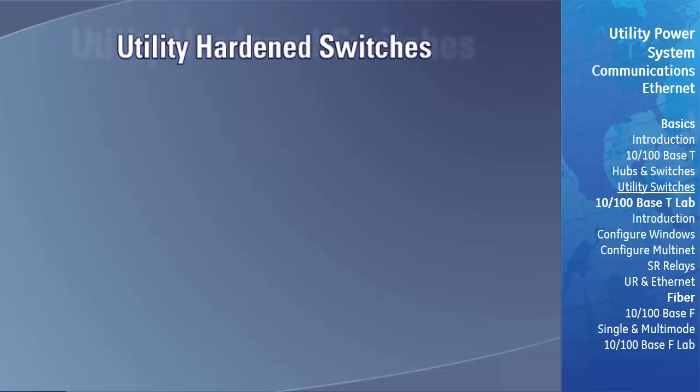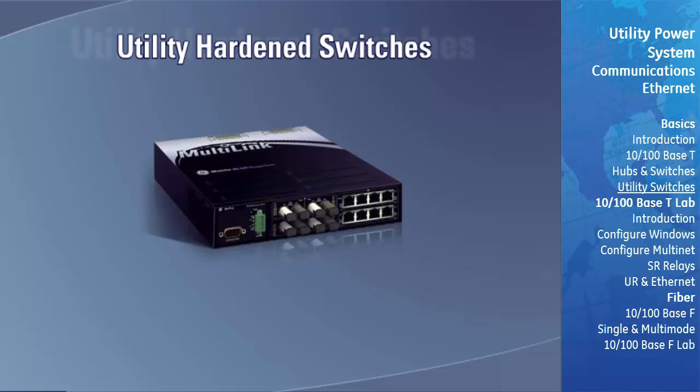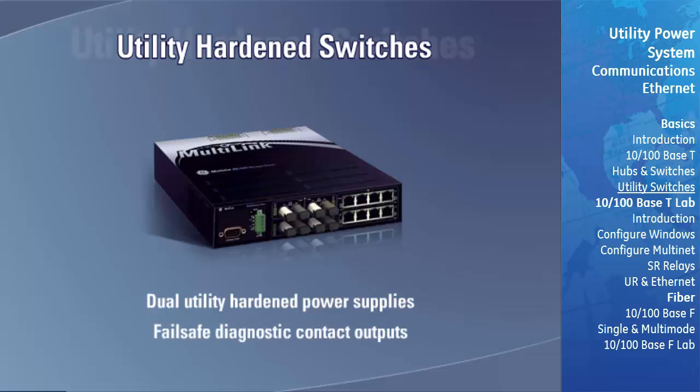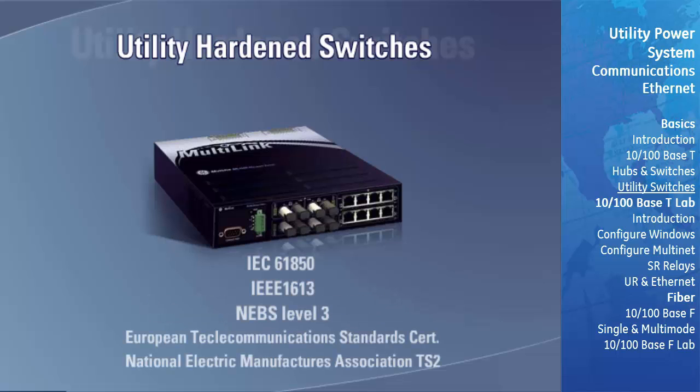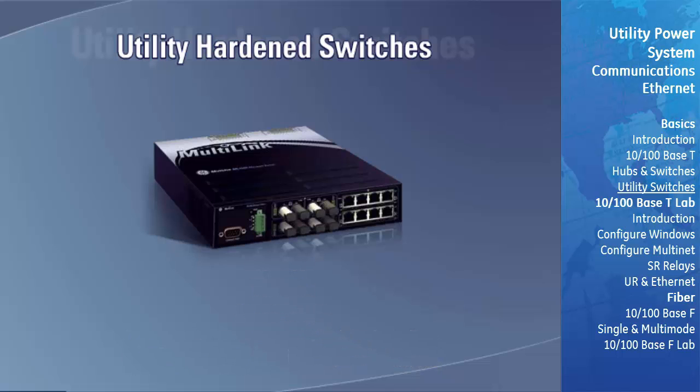We will now take a look at the features that differentiate utility-hardened switches from standard off-the-shelf commercial switches. A typical utility-hardened switch features dual utility-hardened power supplies and fail-safe diagnostic contact outputs. Utility-hardened switch design and manufacturing processes meet most, if not all, of the listed standards. Switch packaging is generally very robust, typically using an IP40 metal enclosure.